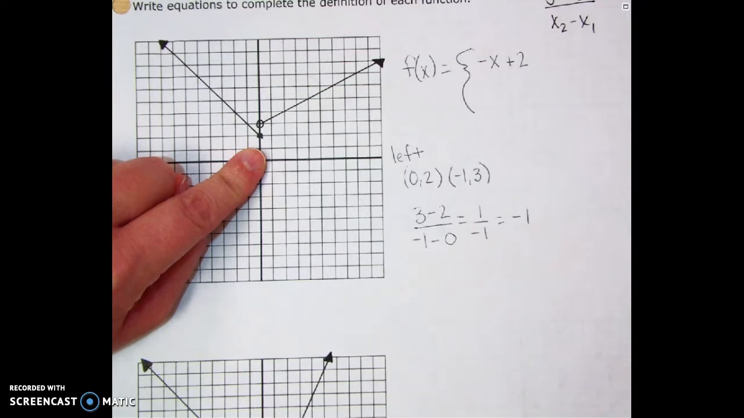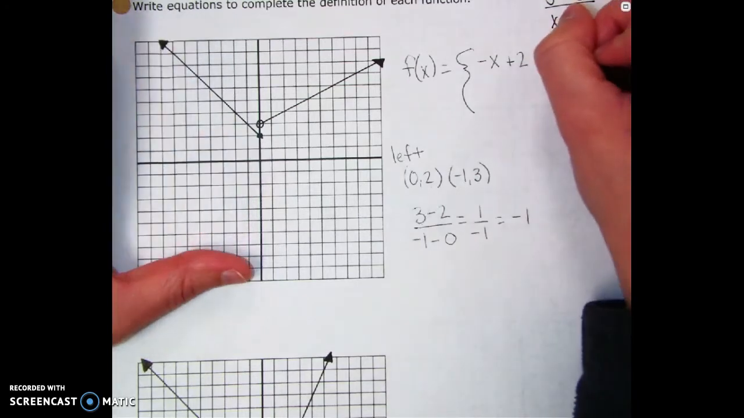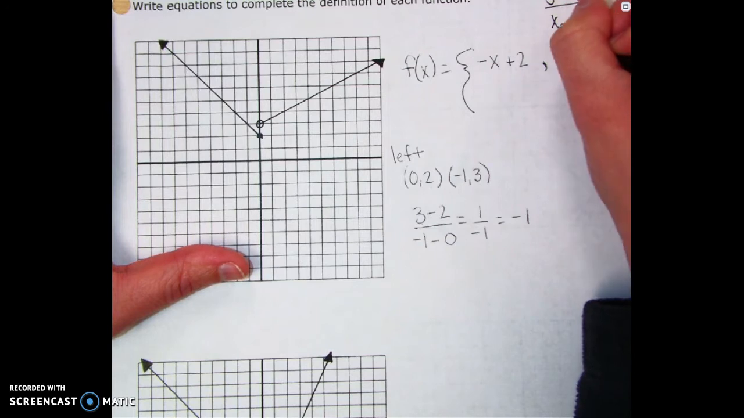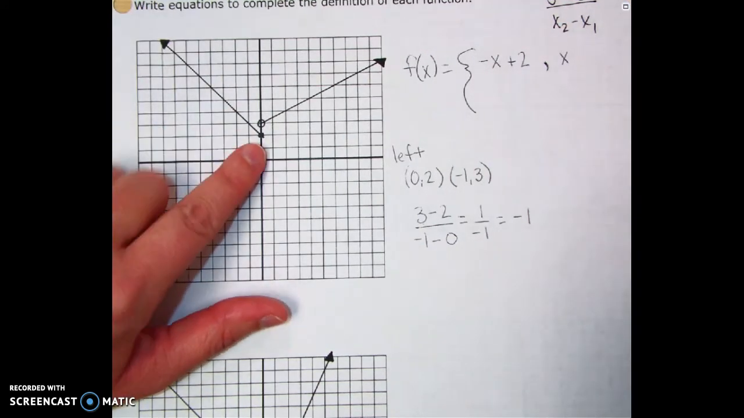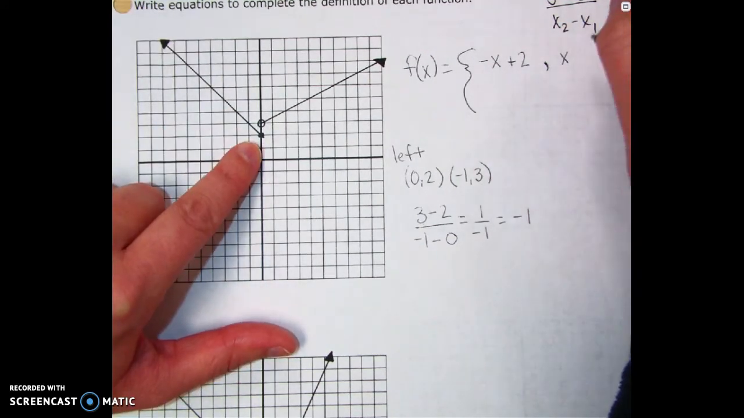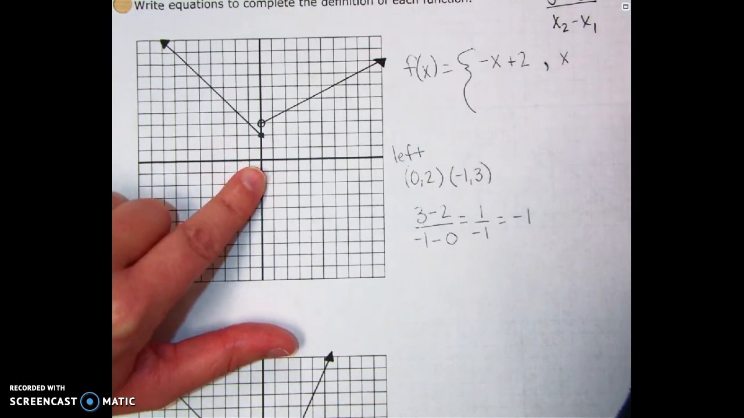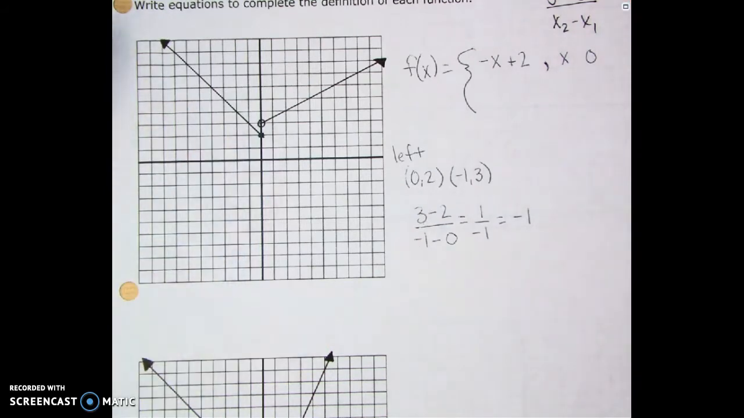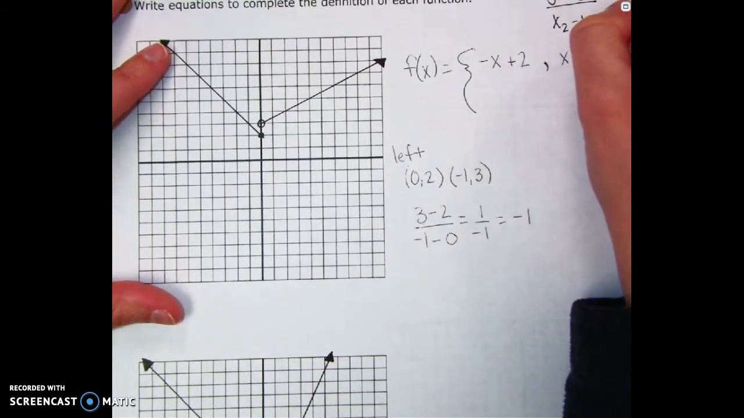Do you see how I got all that? Okay, do your comma, and then you want your inequality. Let's see, it looks like the dot is at what? 0. Look at the x, guys. What's the symbol? There you go.